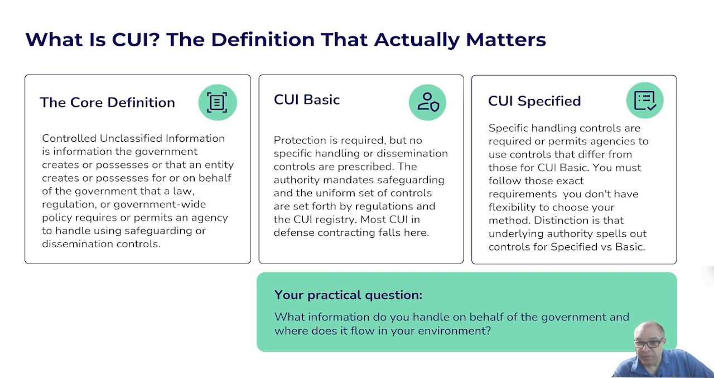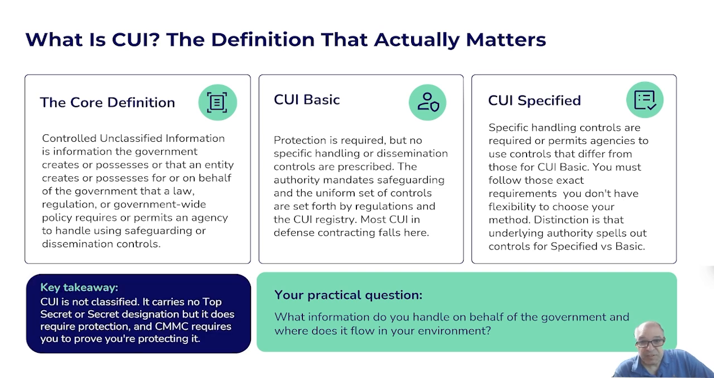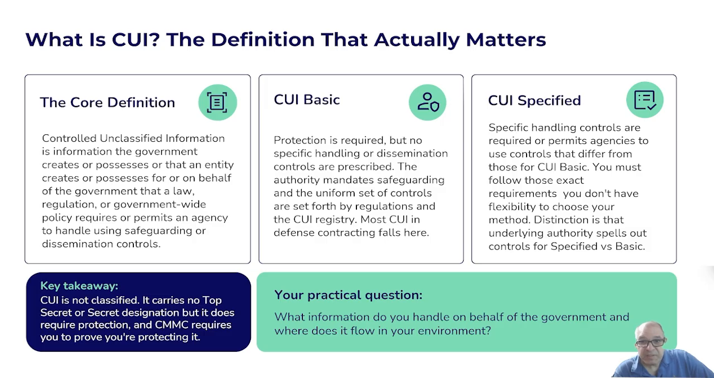Here's what I want you to take from this definition. CUI is not classified information. It doesn't carry a top secret or secret designation, but it does require protection. And more importantly, CMMC requires you to prove you're protecting it. The ability to demonstrate that protection is exactly what the assessment evaluates. And here's the practical question you need to answer for your organization: what information do you handle on behalf of the government, and where does it flow?